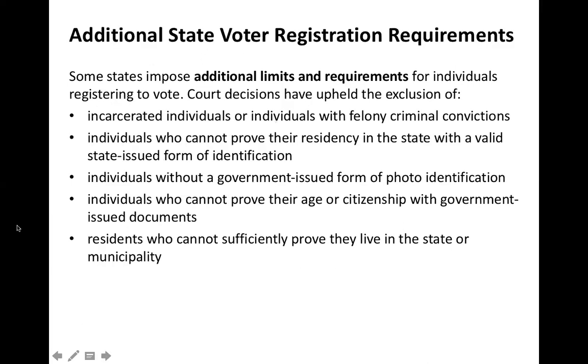So there can be additional state voter registration requirements. They can exclude incarcerated individuals or those with felony criminal convictions, those who cannot prove their residency in the state with a valid state-issued form of ID, individuals without government ID, individuals who cannot prove their age or citizenship, and residents who cannot prove they live in the state or municipality. And that, at least the location issue, goes back to, how do we ensure that people only vote once when we have multiple precincts across the county, across the city?